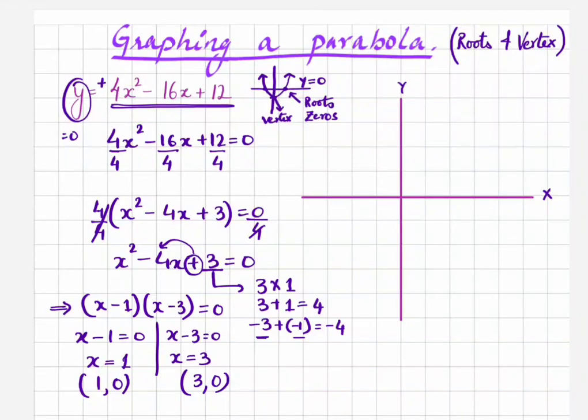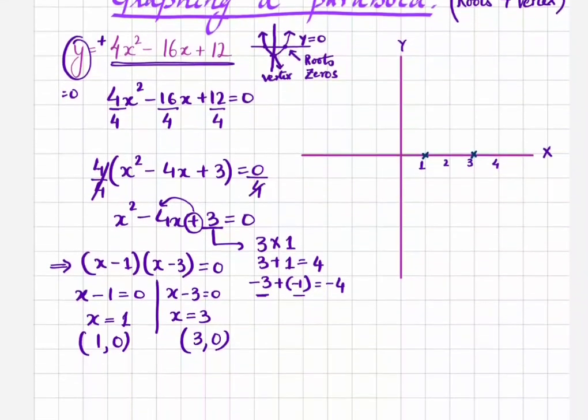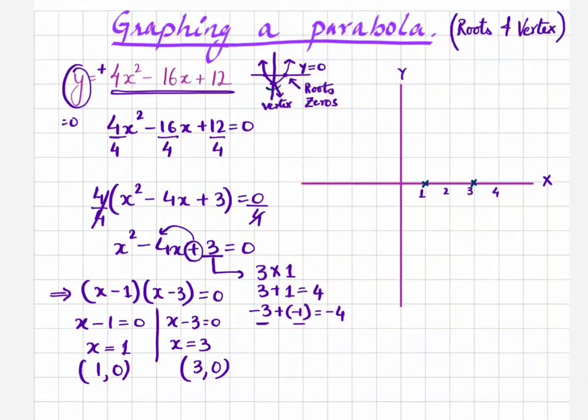So that is our 2 points. Let's plot those points first. Let us suppose that is our 1, 2, 3, 4 on the x-axis. So our first point is here, 1 comma 0, and the next point is here. All right, now we have to find the vertex, right? The vertex always lies on the axis of symmetry, right? So the axis of symmetry is the line that cuts the parabola into half. So that line should cut through here, right?